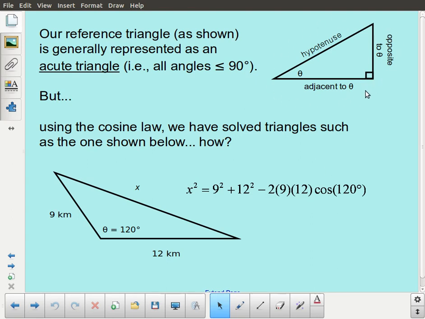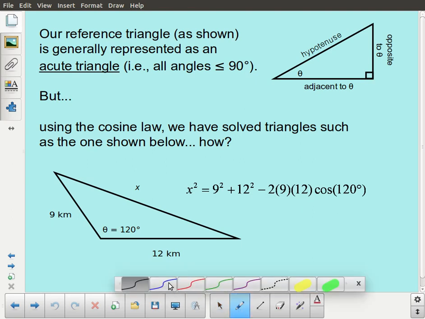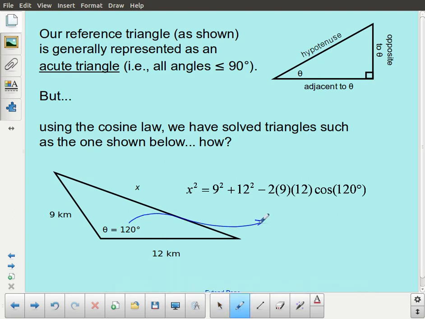Sine law and cosine law deal with triangles that are not right triangles. So up here in the corner I have a right triangle. Down here I have an example of what's known as an obtuse triangle. There are no right angles here, and in particular the largest angle in this triangle is greater than 90 degrees. For that reason we call this an obtuse triangle. That would be an obtuse angle, and then the overall triangle is an obtuse triangle.